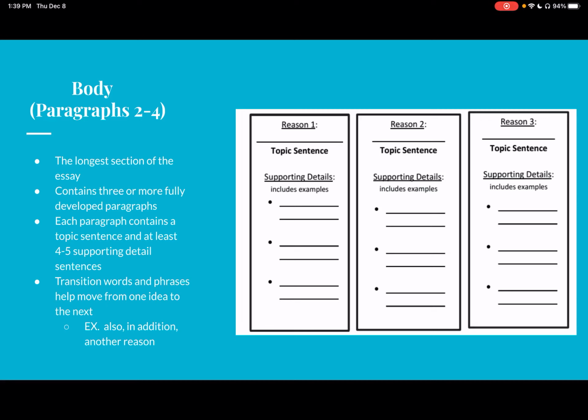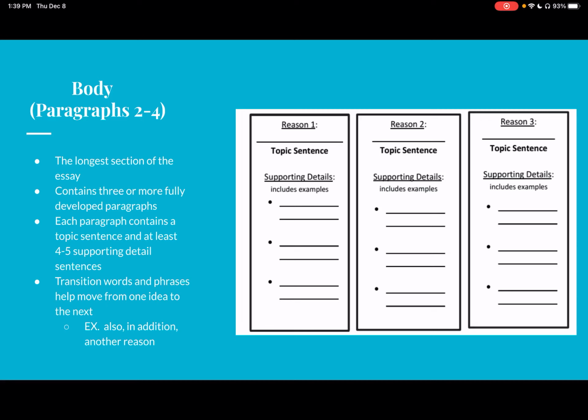And before I move on, let's just take a look at your topic sentence. It leaves room for each topic sentence. There should be 3 supporting details, 3 sentences that are your supporting details, and then one last sentence, which would be your transition sentence from one idea to the next.